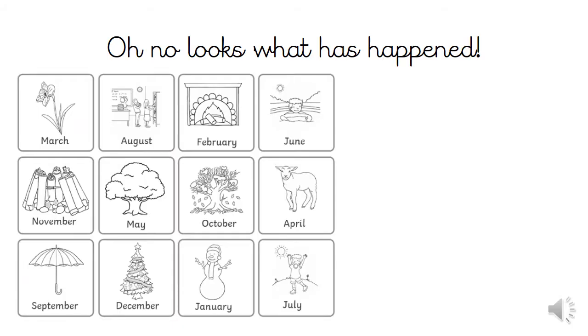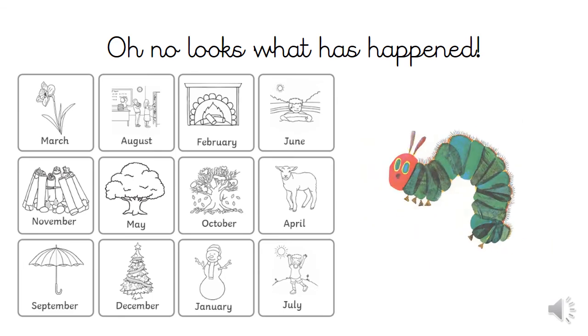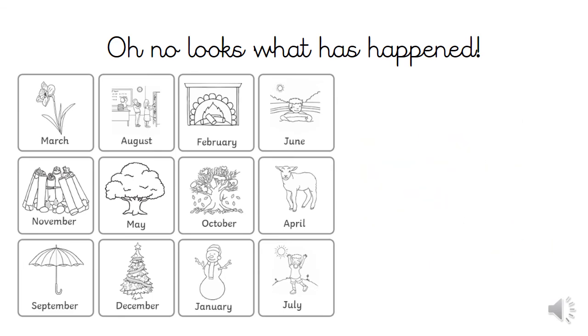Oh no, look at what the hungry caterpillar has done this time. Oh, he's such a pesky little fella. Look, he's mixed all the months into the wrong order again. We've got March, August, February, June, November, May, October, April, September, December, January and July. Let's see if you can help me on the next slide put them back in the right order.